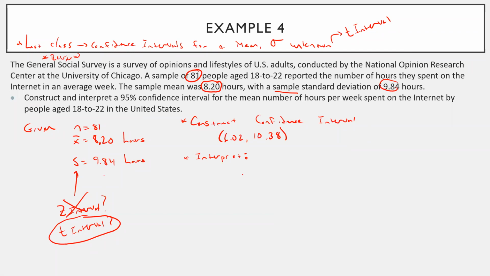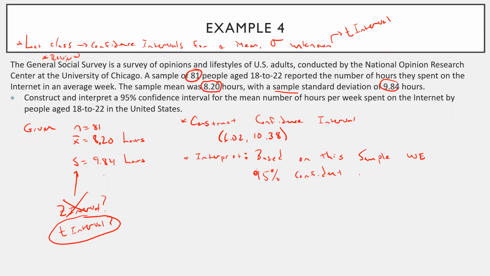So now we have to interpret this interval. Would anybody like to turn on their mic and tell me how you interpret this? What is the correct interpretation? Based on this sample, we are 95% confident the mean is between 6.02 minutes and 10.38 minutes. Close. It was in hours, so just a little bit off, but you totally have the right idea here. Oh, it's hours. Okay, thank you. Yeah, it's okay.